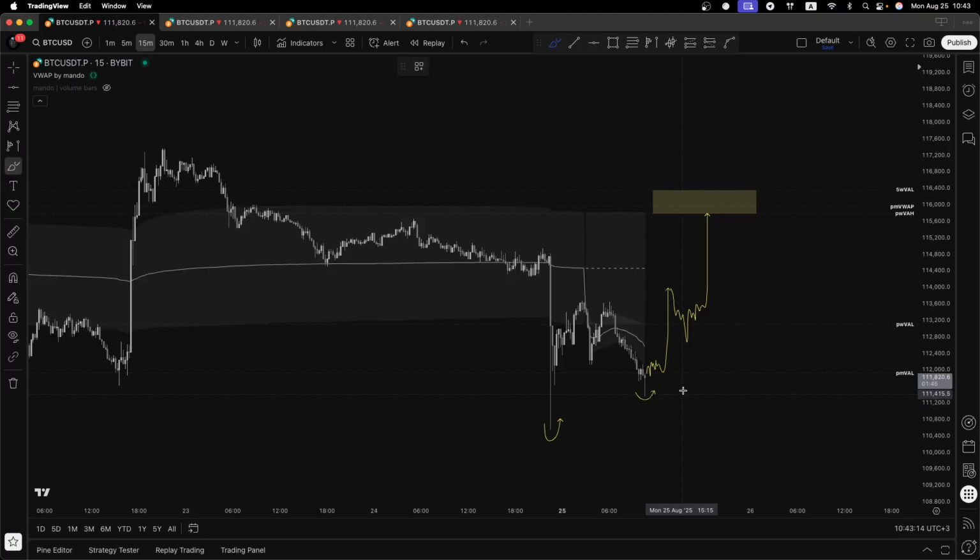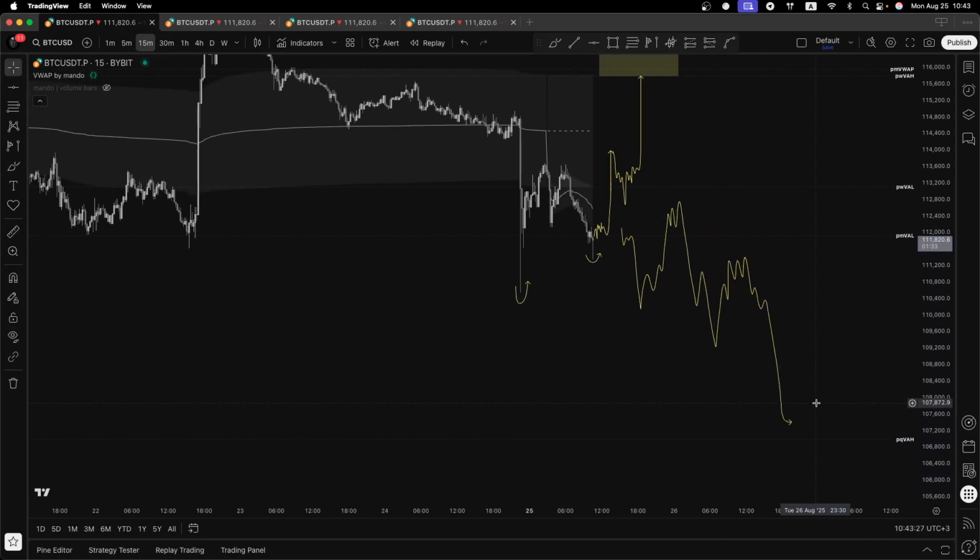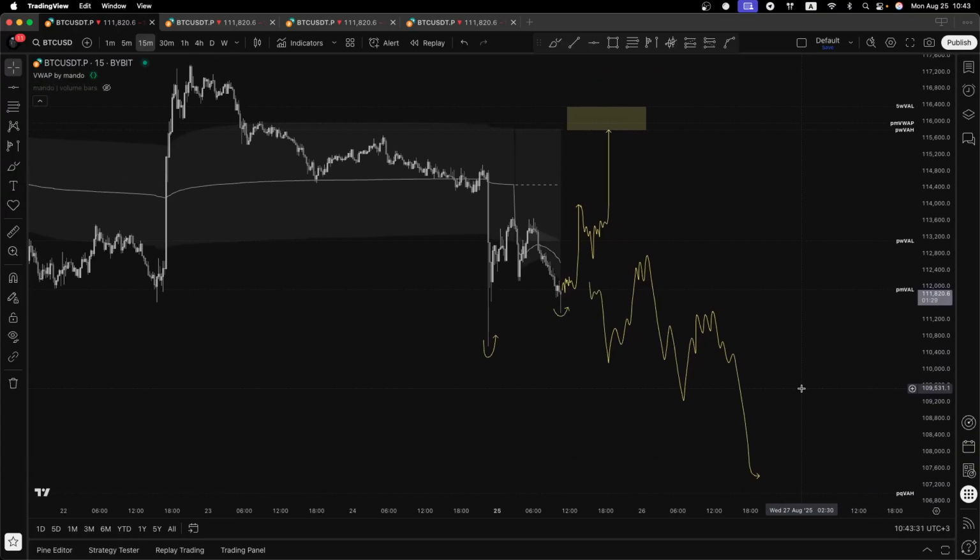The bear scenario would be price just breaking down, accepting the low, and then forming a continuation or a breakdown below towards previous quarter value. So that's pretty much everything about the outlook. Let me know guys if you have any questions, and I'll just stop the recording.